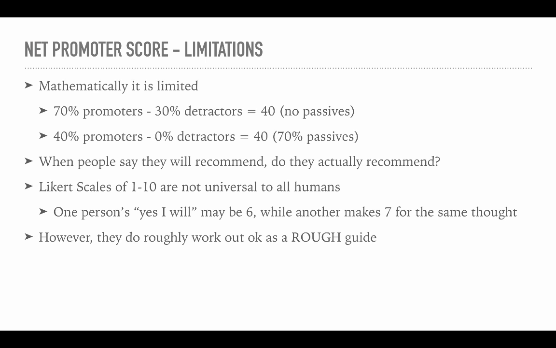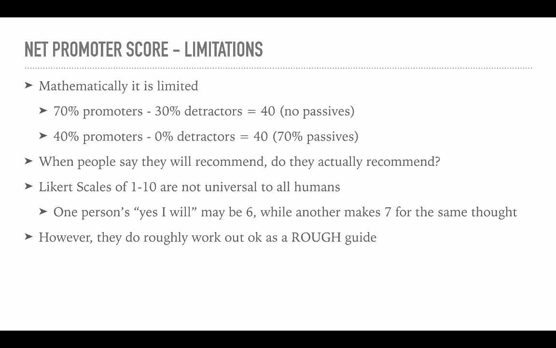So if one person says, yes, I will recommend the brand, they might put a 6, meaning that they're a detractor. The next person, with the same thoughts, intentions and emotions, might put a 7, meaning that they're a passive. So that borderline has been crossed. They're in 2 different groups, even though they've got the same experience.